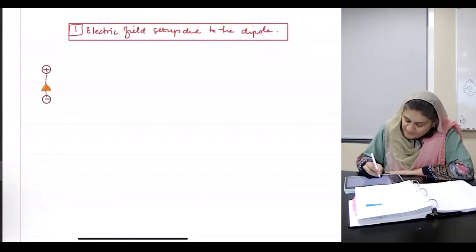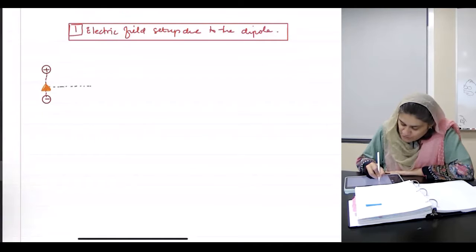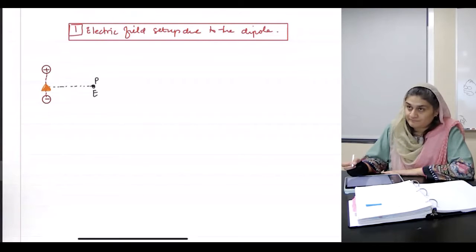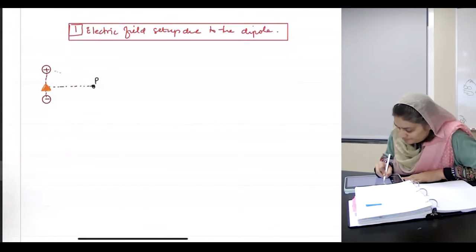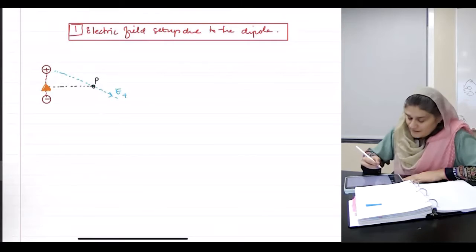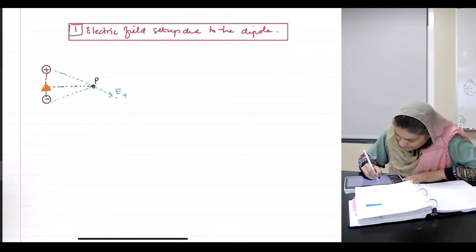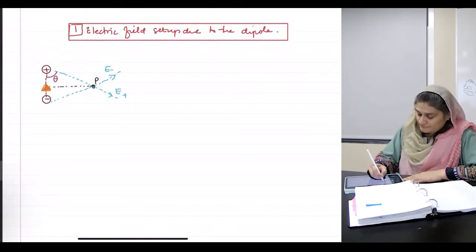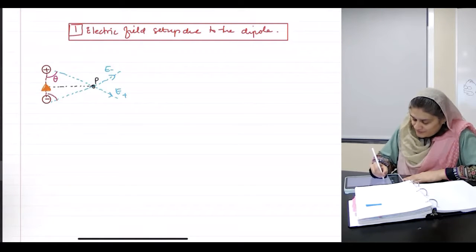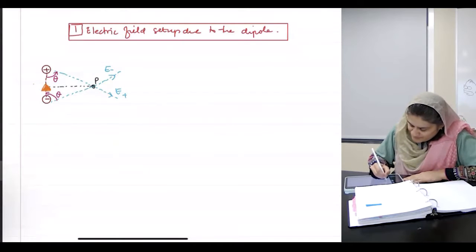And let's suppose I want to find the electric field due to this dipole at this point P. Okay, so I can draw the field due to this and the field due to this. And I will call this angle theta. And I will call this angle theta. And this will become my P.